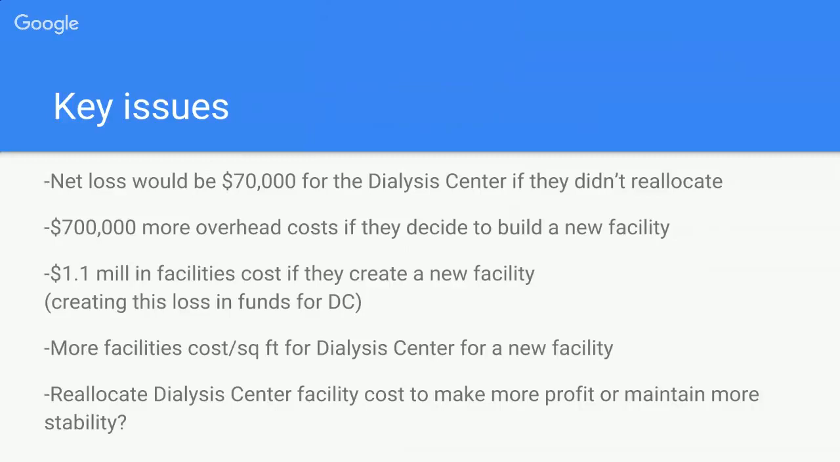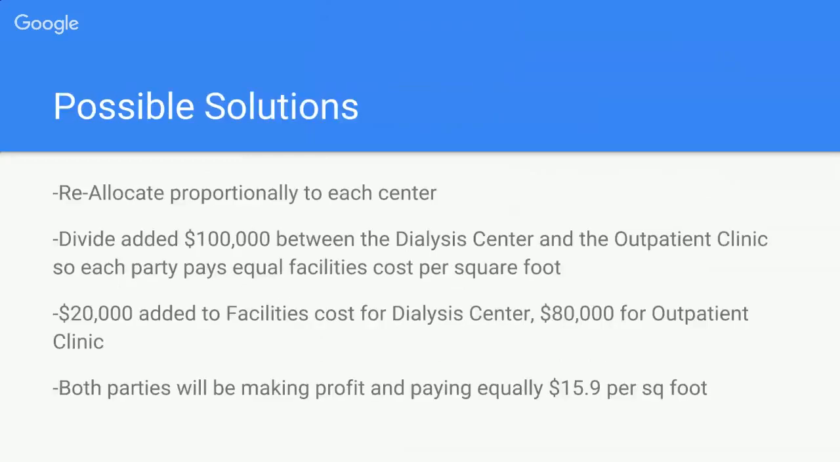And so they had to either decide to reallocate the dialysis center facility costs to make more profit and maintain more stability. Some possible solutions are reallocating proportionally to each center. You could divide and add 100,000 between the dialysis center and the outpatient clinic. Each party would pay equal facilities cost per square foot that way. And you could add $20,000 to facilities cost for the dialysis center and $80,000 for the outpatient clinic. And that way both parties will be making profit and paying equally $15.9 per square foot.